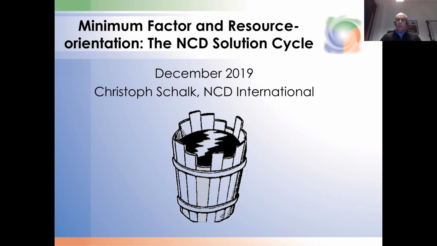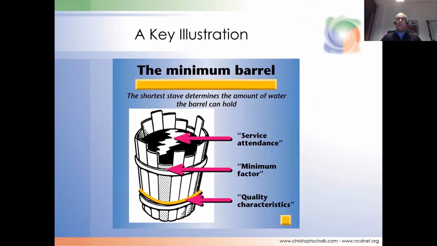Let me start with something that all of you know. It's the so-called minimum barrel. It is a key illustration at NCD, and we used that from the very beginning. Christian Schwarz had this illustration in a book published here in Germany, even before we did our large research project from 1994 to 1996. At the very beginning, there was a hypothesis: that it makes most sense for a church to start on the lowest of 8 areas. Actually, at that time, it was 7 areas.